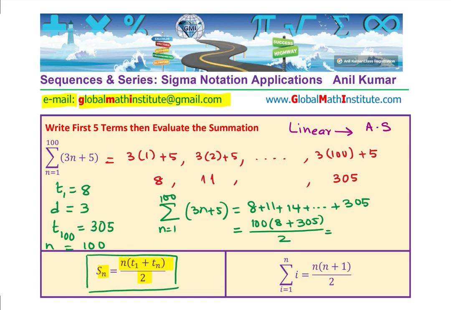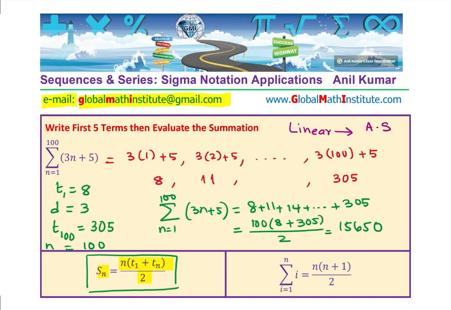So we have 305 plus 8, which is 313, times 100 divided by 2. So that gives you 15,650. Is that clear to you, right? So you can calculate the answer. Perfect. So that is how we get our solution to the given question.